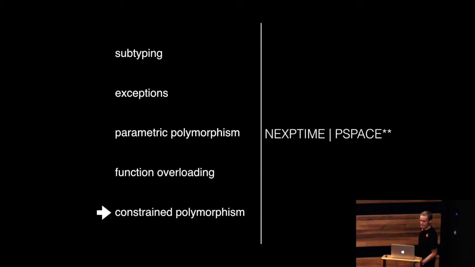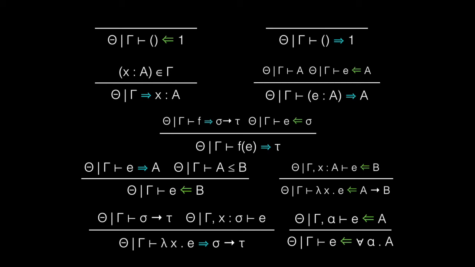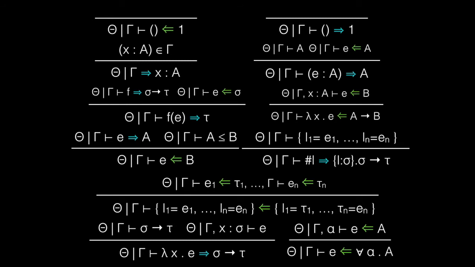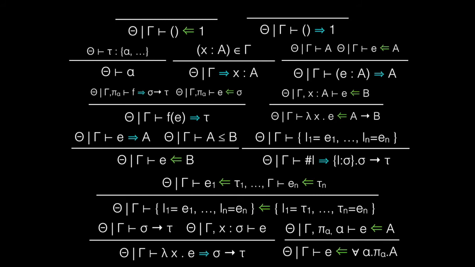Plus, let's see what happens when we apply this feature set that we're adding to our list of rules, because these rules have to grow with that feature set. Okay, so we need to talk about protocol conformances, so we're gonna add this environment theta. We need to talk about structs and classes, so we need to add a formation rule, and we need to add a projection rule. We need to talk about constrained polymorphism, so we need to talk about pi of a, which is a set of constraints. We need to talk about protocol conformances. They're up there. This is ridiculous, and this is missing 30 to 60 rules.